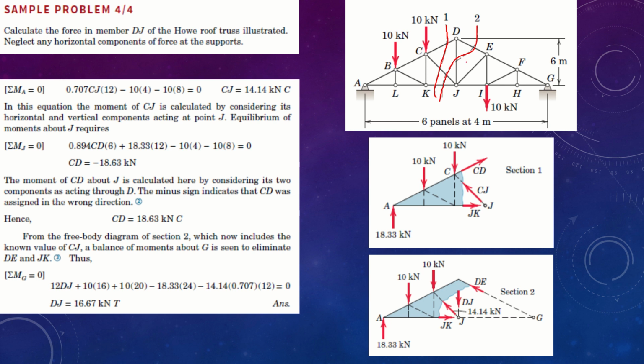So in order to solve this, the first thing is we're going to solve the left hand side section. From there we can find the value of KJ or CJ or either one of them, and then we can reduce the number of unknowns and we can move to the next section.